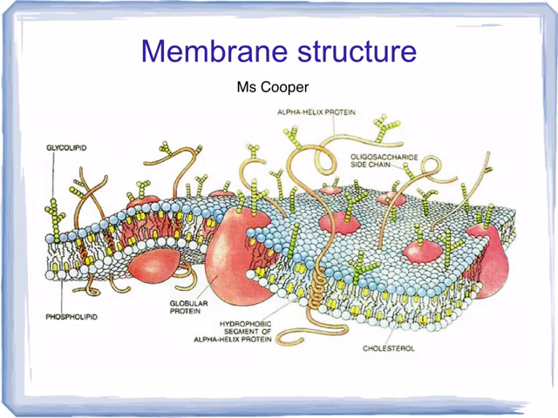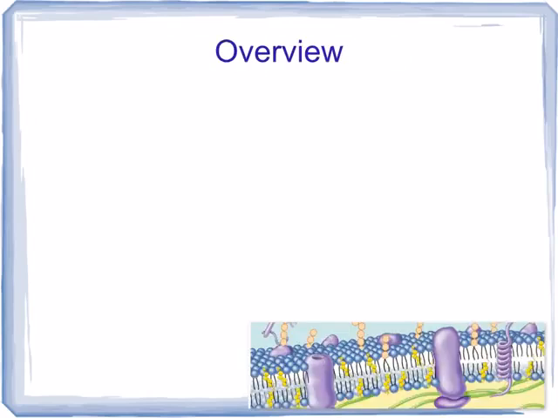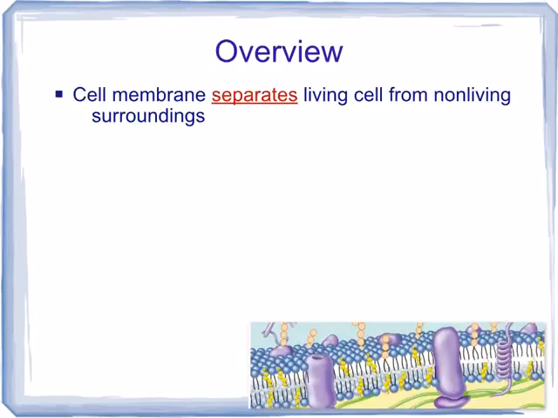In this topic, we're going to discuss the membrane structure. By the end of this topic, you'll be able to describe and explain the fluid mosaic model and outline the roles of cell surface proteins. Now, cell membranes separate living cells from non-living surroundings, and they are a thin barrier about 7 nanometers thick.